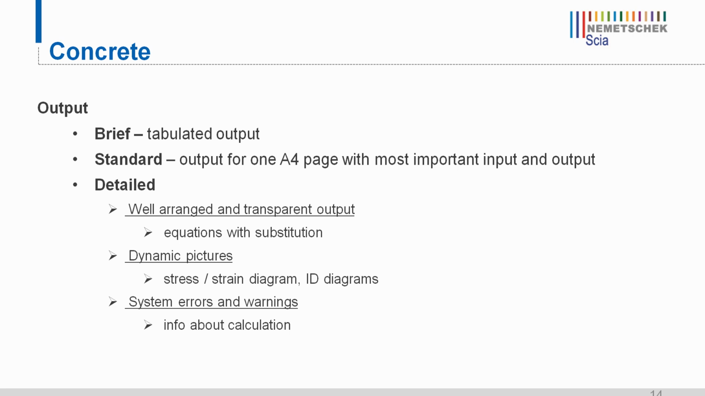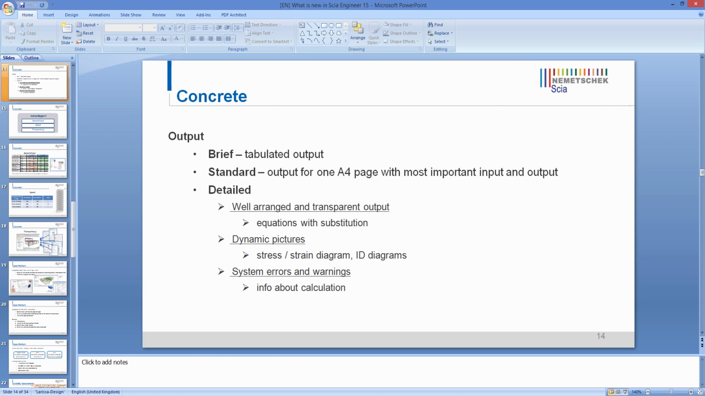And detailed is an overview of input data followed by a detailed calculation report, and it also includes dynamic images displaying cross-sections, including reinforcement layout, stress and strain distributions in different limit states, interaction diagrams, and clear references to the articles in the Eurocode. So now I'm going to show you all these things in Scia Engineer.